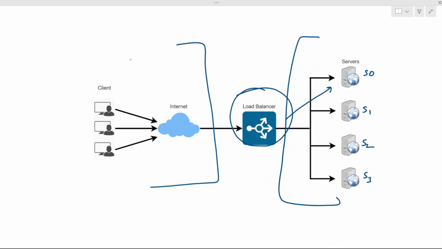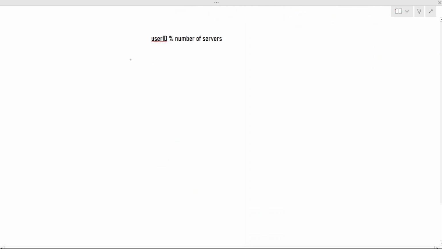So in very simple words, in layman language, the load balancer is routing the client's request to a particular server. You're just balancing the load that is coming to your servers. So how does it do it? How does it route the request to a particular server? It uses various algorithms, and we will talk about a very simple algorithm over here: taking a modulus of the user ID by the number of servers.